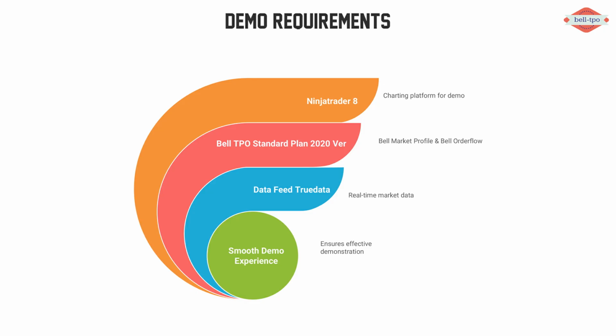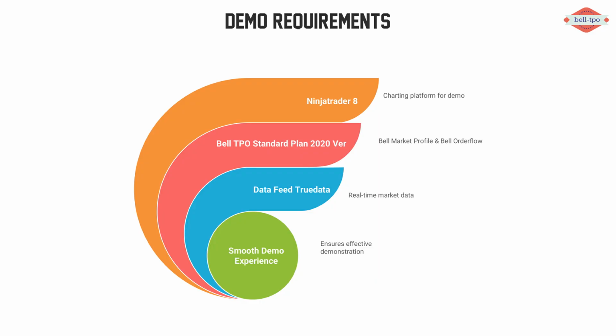So I'm going to give you a demo. For the demo requirement, we need a NinjaTrader 8 charting platform, right? And we need the BellTPO Standard Plan 2020 version, which has the Bell Market Profile Pro and Bell Orderflow Pro indicators, and of course the data feed. Either we can use TrueData or Global Data Feed. In this demo, I'm going to use TrueData for the real-time market data for a smooth demo experience. So this ensures an effective demonstration, right?